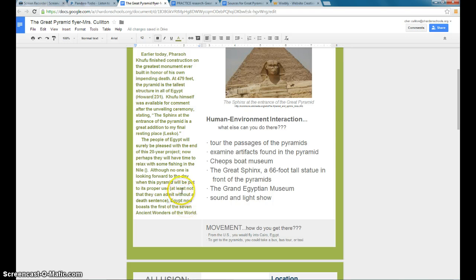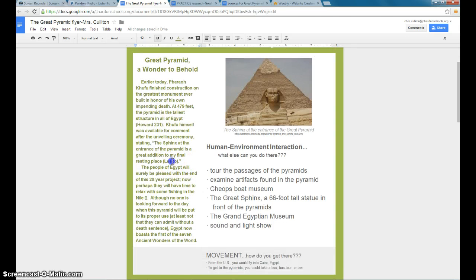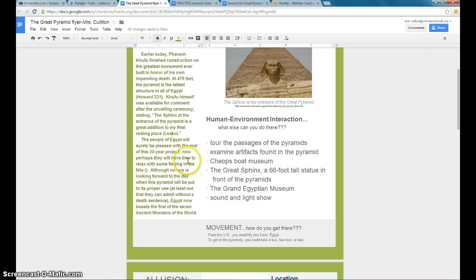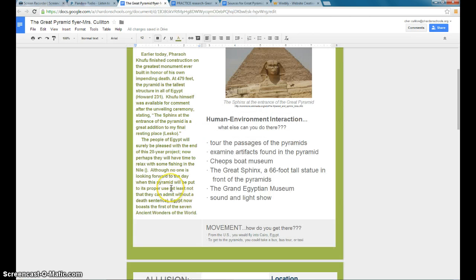I have one more fact on here. I've got one parenthetical documentation, my second, and here's my third. The fact that it took 20 years to complete. I didn't know that until I had done my research, and I found that out when I was looking at the National Geographic website. And so I want to cite this using what Noodle Tools tells me I need, and that is to put Great Pyramid into quotation marks. So I'm going to go do that right now.